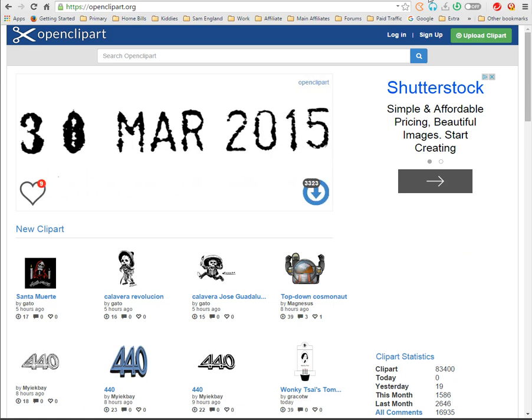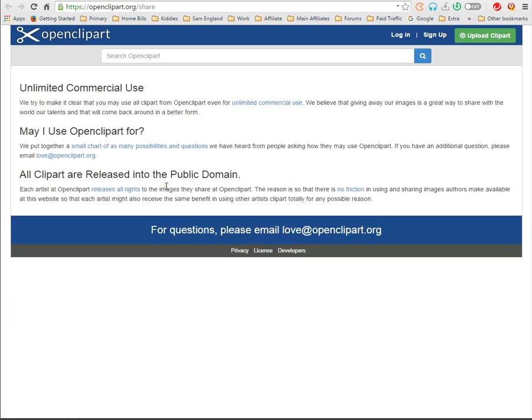And to prove that we can use any of them, here's their licensing: unlimited commercial use. We try to make it clear that you may use all clip art from Openclipart for unlimited commercial use. We believe that giving away our images is a great way to share with the world our talents, and that will come back around in a better form, karma. So all clip art are released into the public domain.